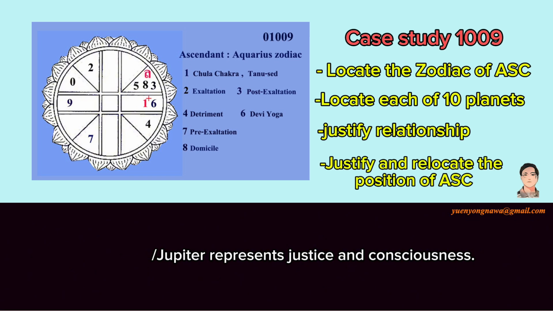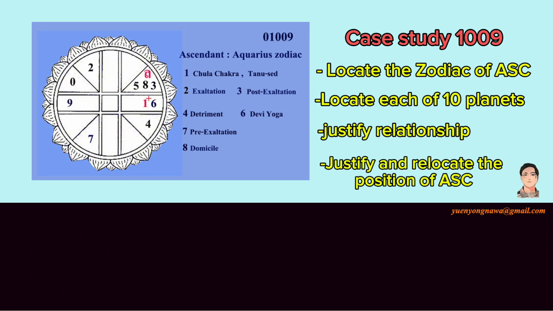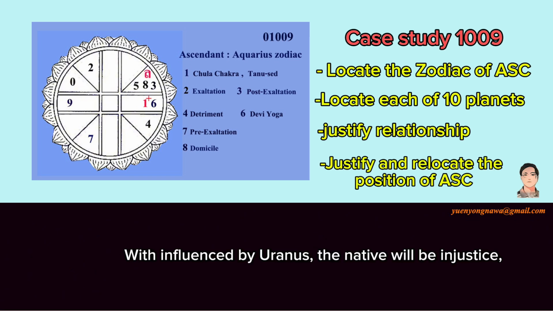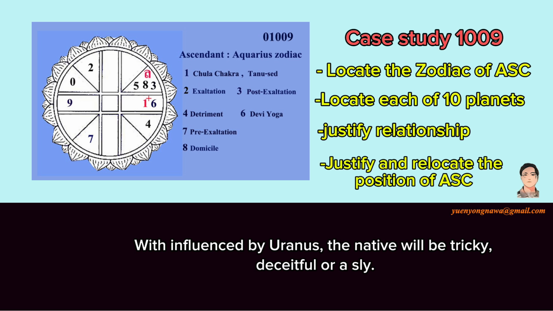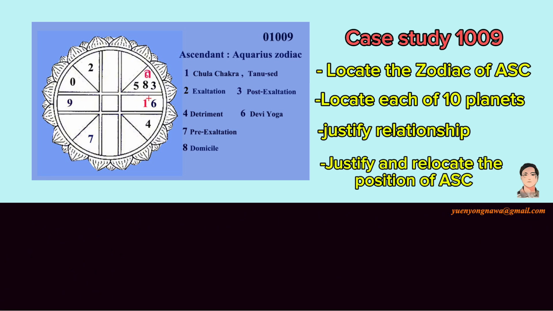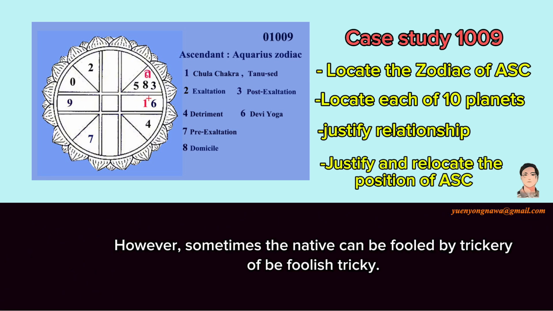Jupiter represents justice and consciousness. With influenced by Uranus, the native will be in injustice, unconsciousness, credulity, and delusive. Rahu represents enchantment, trickery, and cheat. With influenced by Uranus, the native will be tricky, deceitful, or sly. However, sometimes the native can be fooled by trickery or be foolish.